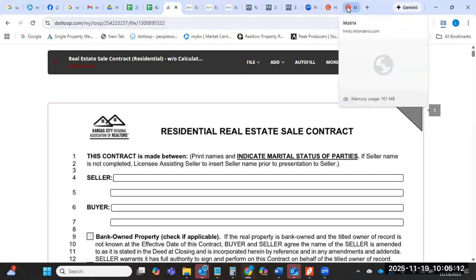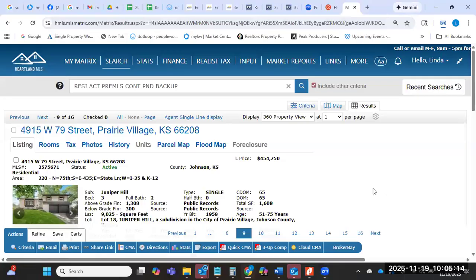But I've also pulled up the house, the property that we're using for our contracts challenge this month. This is November of 2025, for those of you watching it in the future, 4915 West 79th Street, and it's still showing as active. We're actually wrapping up our contracts challenge tonight. The offers are due, and we will be presenting them and deconstructing them at Wednesday Night Warriors tonight.